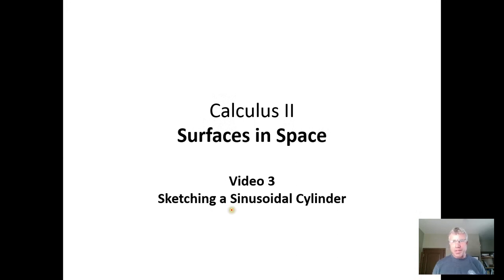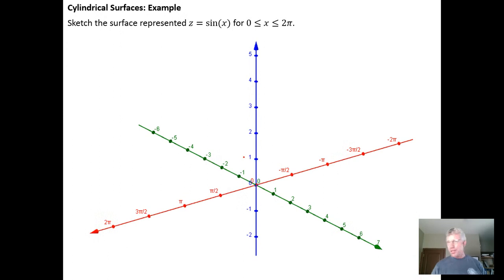So in this video we're going to sketch, or attempt to sketch, a sinusoidal cylinder. Sketch the surface represented by z equals the sine of x over the interval from 0 to 2 pi. When I look at this, I want to recognize that the y variable is missing, so I'm going to need to draw things parallel to the y-axis. And then I want to think about z equals the sine of x.